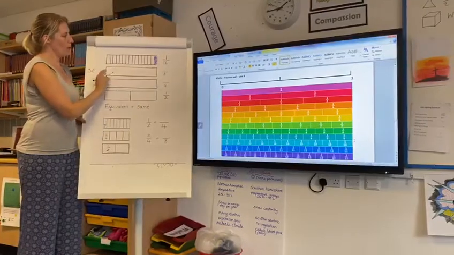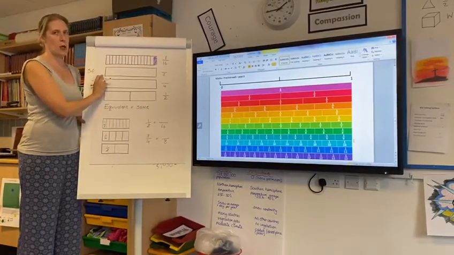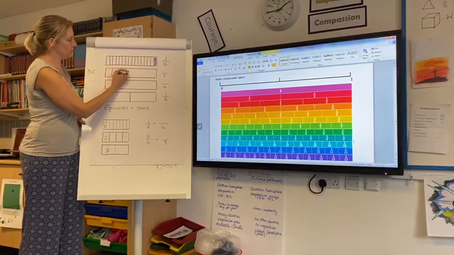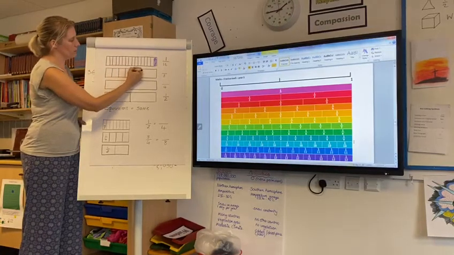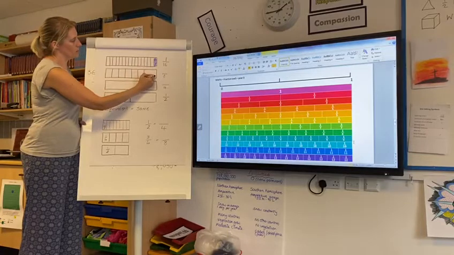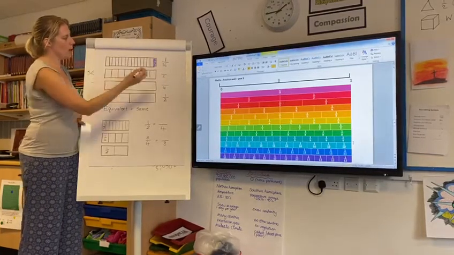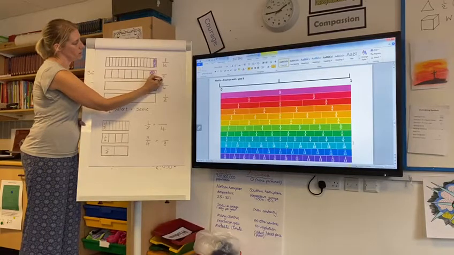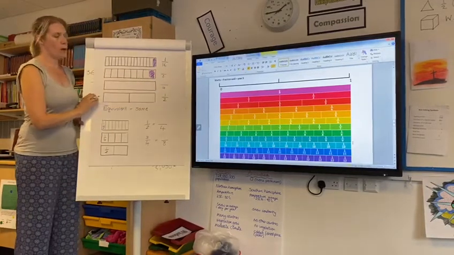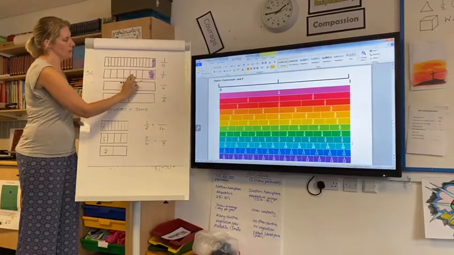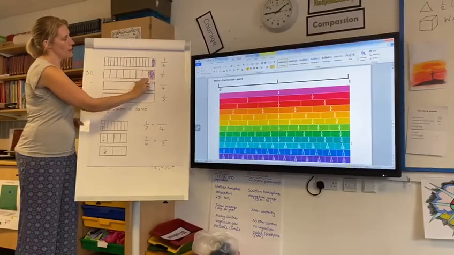On the bar below, this is my whole, and this time I'm going to split it into 8 equal parts. I'm going to colour in one of those 8 parts. The fraction I've coloured in is 1 out of 8. And we would call this 1/8.